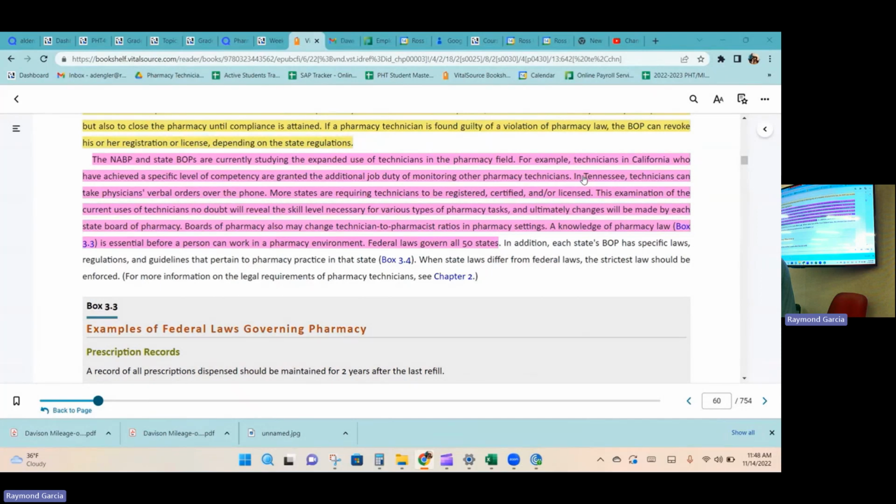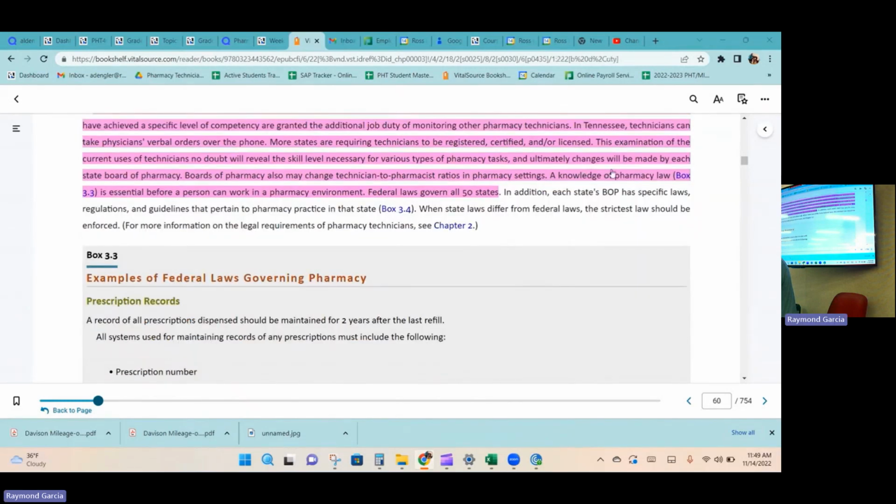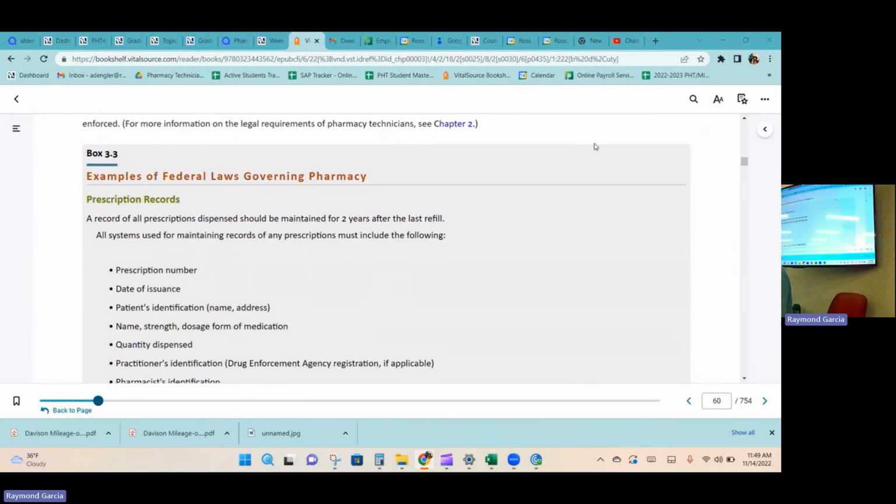A knowledge of pharmacy law is essential before a person can work in a pharmacy environment. And once you're there for like a week, you're going to be hit with so many different examples of the laws. Most people will tell me, I don't know the laws, but once you get in the pharmacy, you learn them very quickly because they get presented to you quickly. Federal law governs all 50 states. In addition, the BOPs have specific laws, regulations, and guidelines that pertain to pharmacy practice in that state. Box 3.3 shows examples of federal laws governing pharmacy.